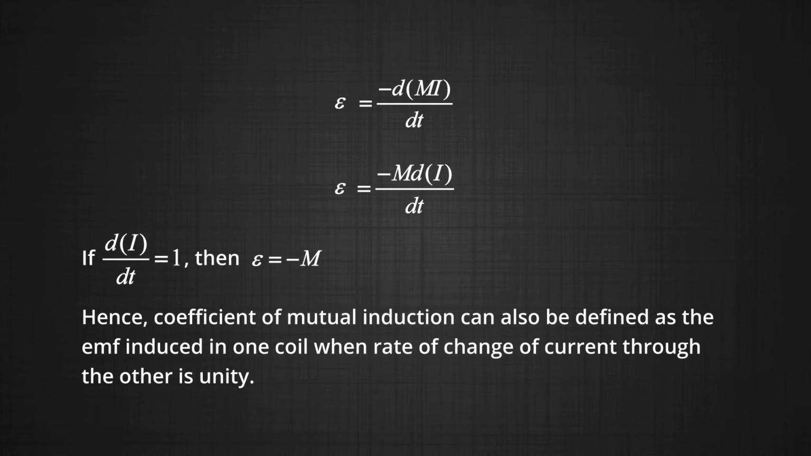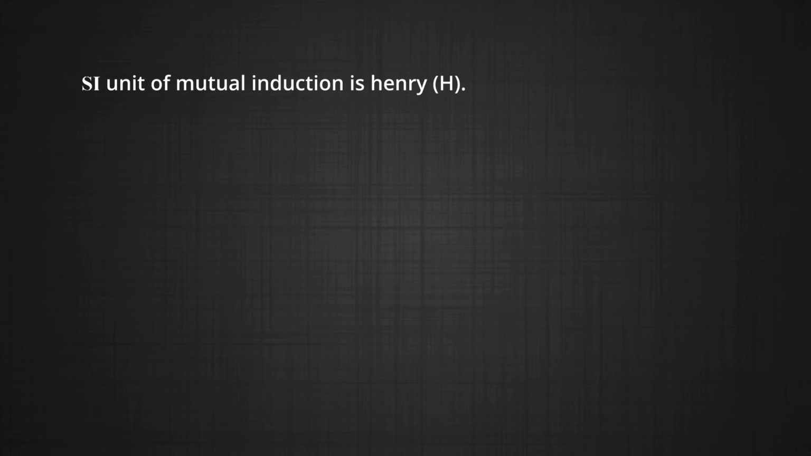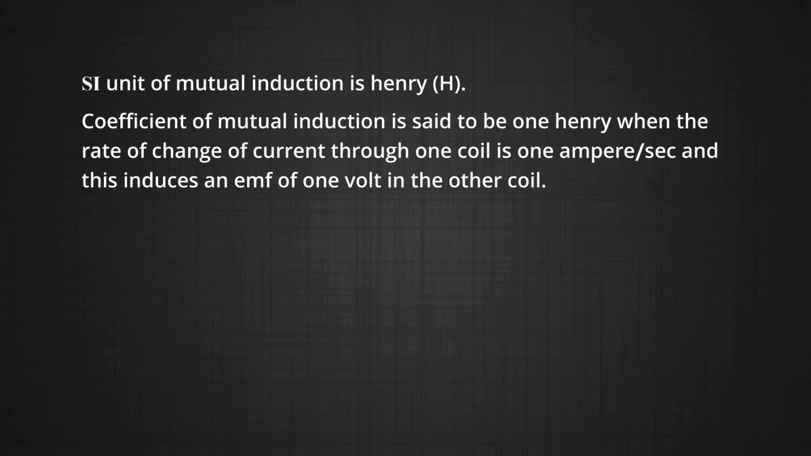Hence, coefficient of mutual induction can also be defined as the EMF induced in one coil when the rate of change of current through the other is unity. SI unit of mutual induction is Henry, represented by capital H. Coefficient of mutual induction is said to be 1 Henry when the rate of change of current through one coil is 1 ampere per second and this induces an EMF of 1 volt in the other coil.